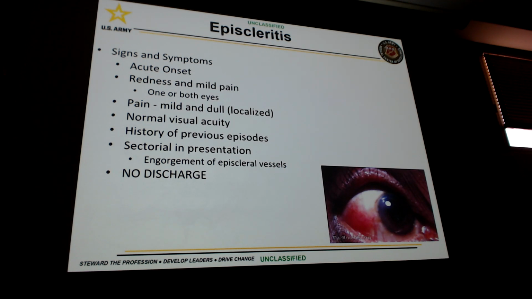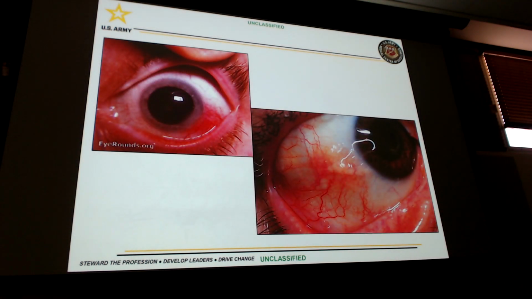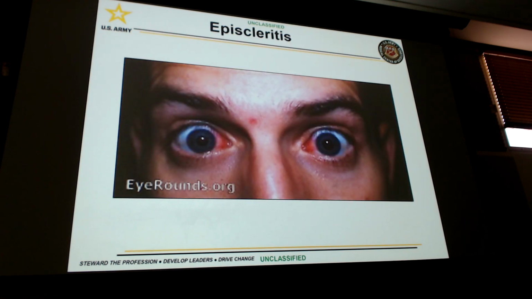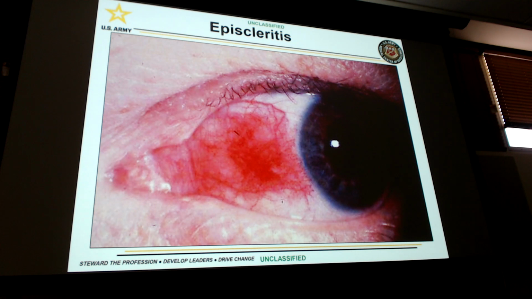The inside of the eye is going to look pretty normal, quiet. You're just going to have that one little area. Here's some pictures again. The picture on the bottom has a little nodule to it. You can see the episcleritis in this patient here nasally in both eyes. Here's more episcleritis.